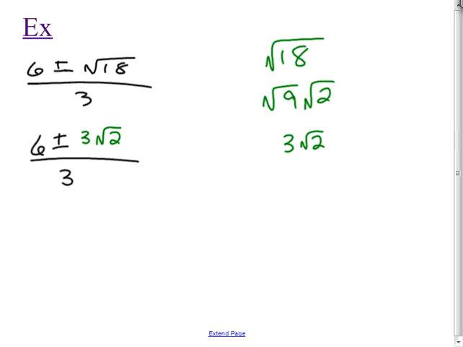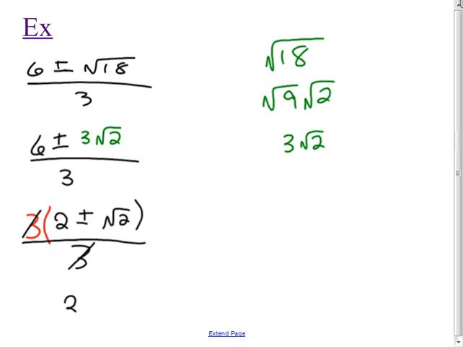I have a 3 in the bottom, so look across the top. Can I factor out a 3 of some sort to cancel it? Yep. I can factor out a 3. So 3 times 2 gives me 6. Plus and minus 3 times the square root of 2 gives me 3 square roots of 2. All over 3. Cancel those 3's. So my final answer is 2 plus and minus the square root of 2. That is my simplified answer to this problem.